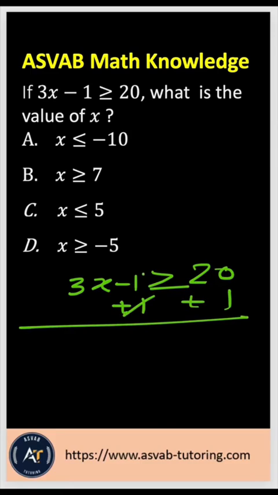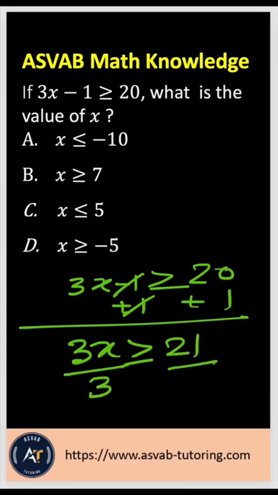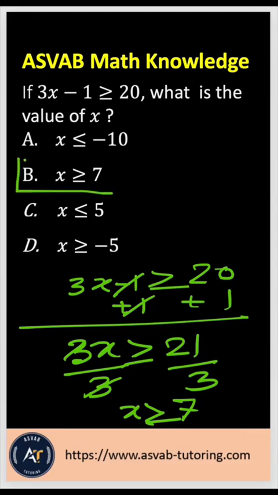The 1 cancels out. So that gives you 3x is greater than or equal to 21. Divide both sides by 3. Then the 3 cancels out. x is greater than or equal to 7. So the correct answer is option B.